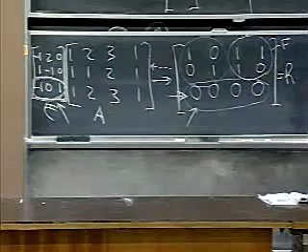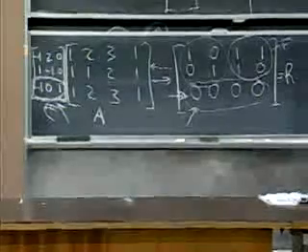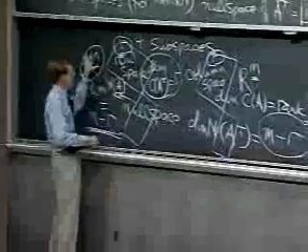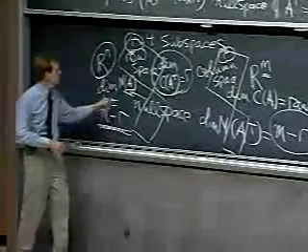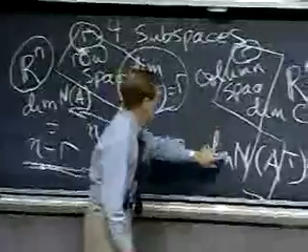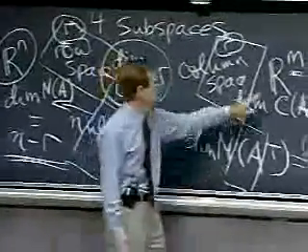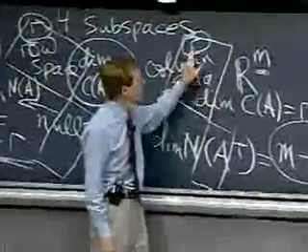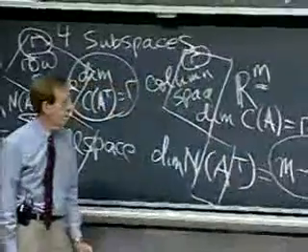Can I review them? The row space and the null space are in Rn. Their dimensions add to n. The column space and the left null space are in Rm, and their dimensions add to m. Okay.